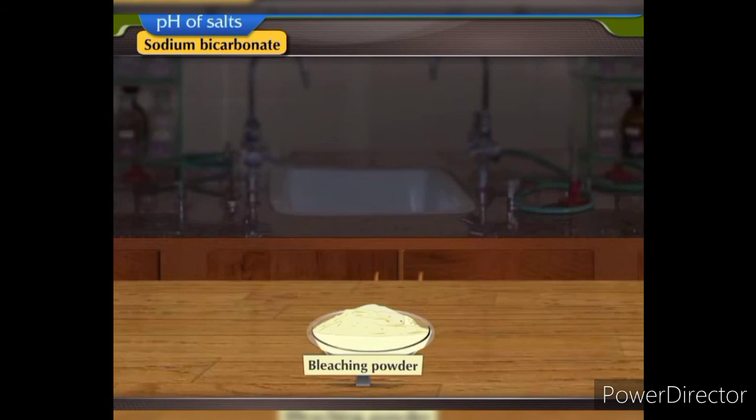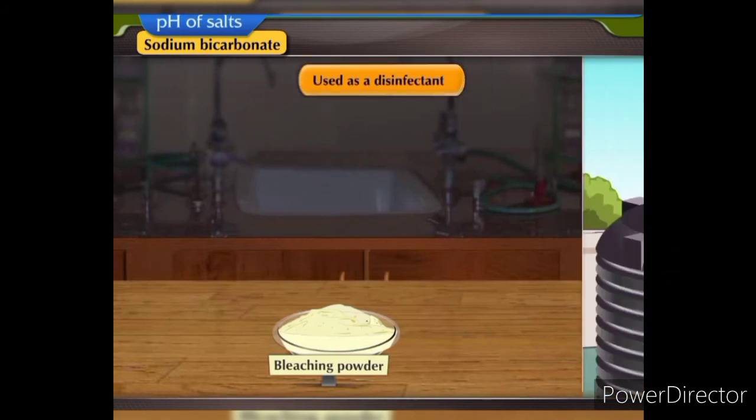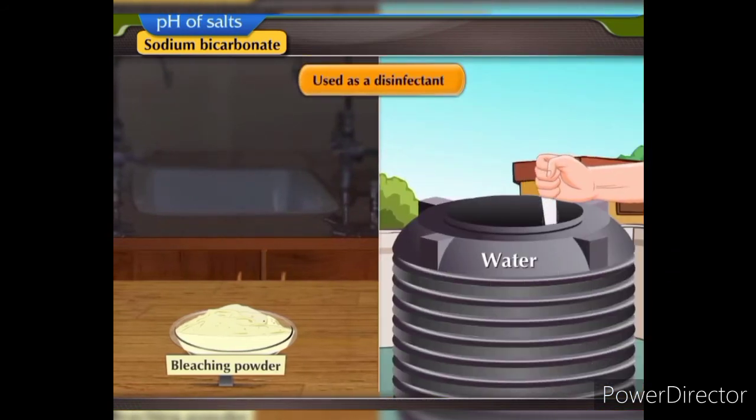We are familiar with bleaching powder, which is generally used as a disinfectant. Let us now learn more about bleaching powder.